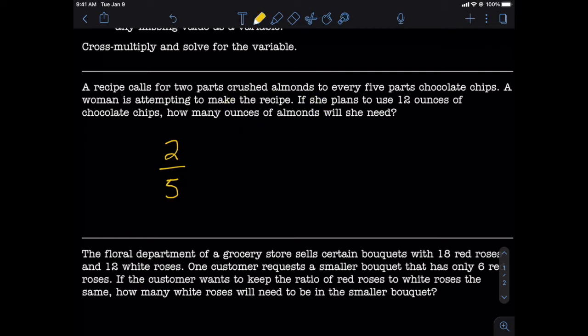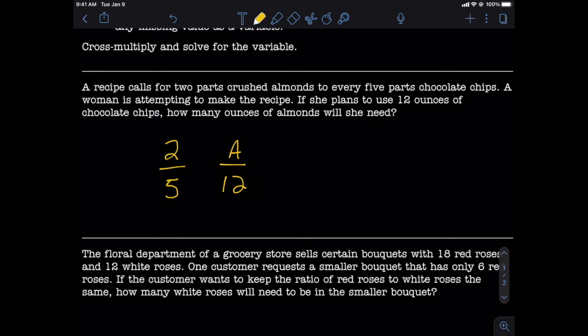Next, we need to set up a corresponding fraction for the fraction that we wrote down here. In this fraction, almonds goes in the top and chocolate chips goes in the bottom. Now, since I don't know how many almonds I need yet, I'm going to represent that with a variable. Let's choose the letter A because why not? It makes perfect sense, right? A for almonds. Once again, this A is going to go in the top of the fraction because that's where almonds go, right? 2 parts almonds. I'm going to put in the bottom here the 12 ounces of chocolate chips I need because 5 stands for 5 parts chocolate chips.